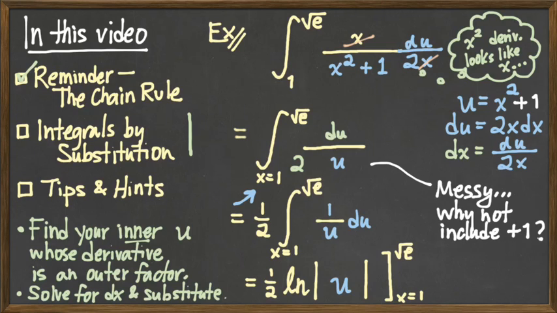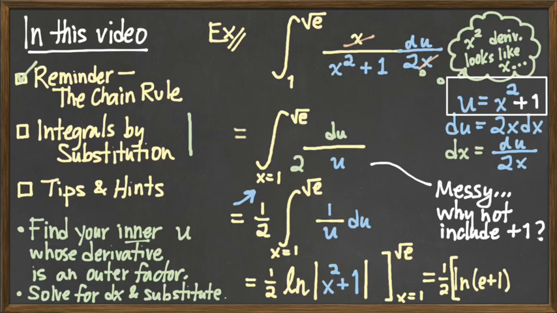Antiderivative of 1 over u is natural log of the absolute value of u. And again, I've retained the limits of integration here as limits on x. So before I substitute those into this expression to finish my definite integral, I have to trade u's back for x's, remembering that u is equal to x squared plus 1. Then substituting the square root of e and 1 in for x and subtracting, I get my result, 1/2 times the quantity, natural log of e plus 1, minus the natural log of 2.